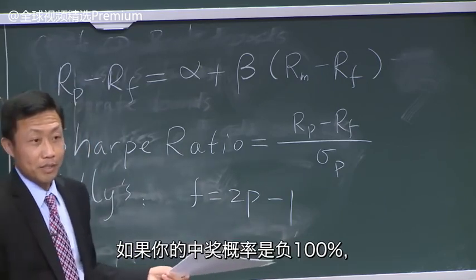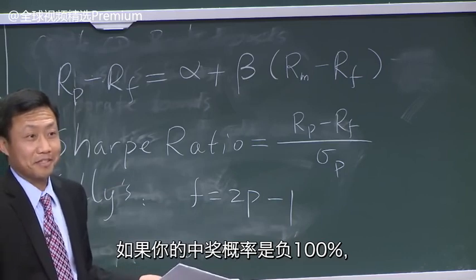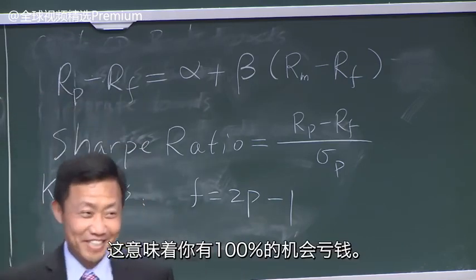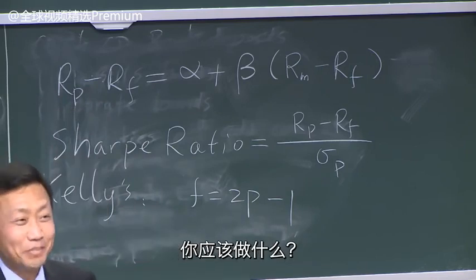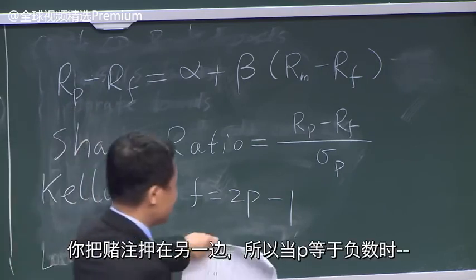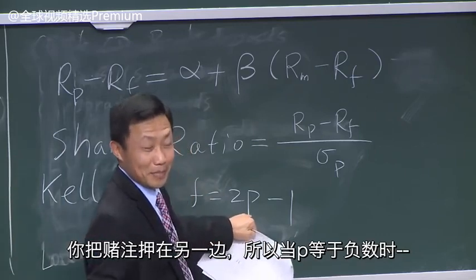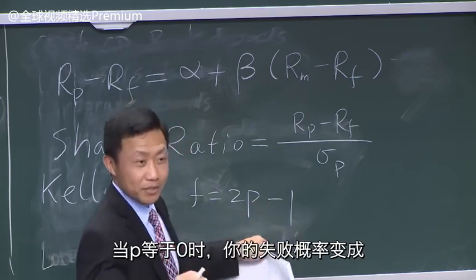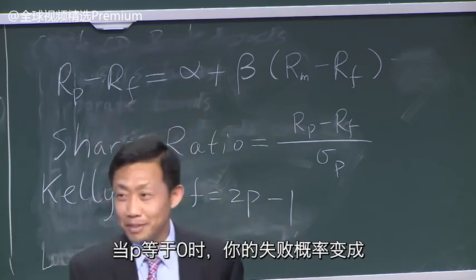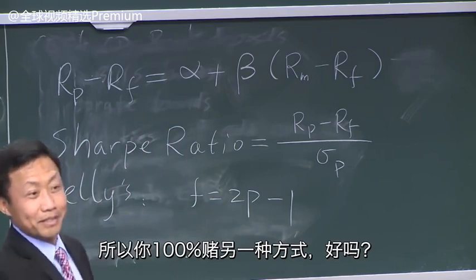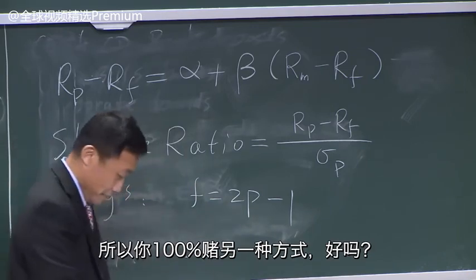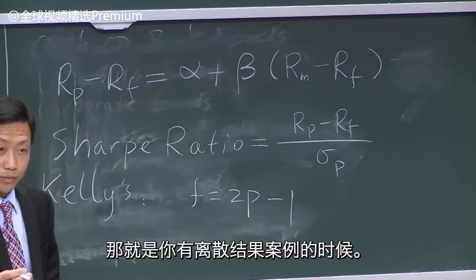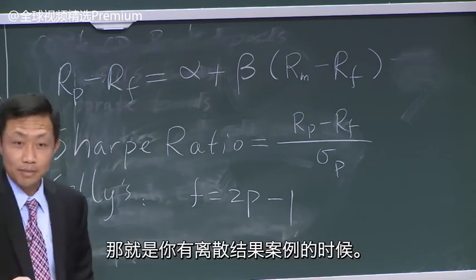If you have a winning probability of negative 100%, what does it mean? That means you have a 100% probability of losing. What do you do? You bet the other way around, right? You bet the other side. Actually, what I said: when P equals 0, your losing probability becomes 100%, so you bet 100% the other way. That I leave to you to think about. That's the discrete outcome case.